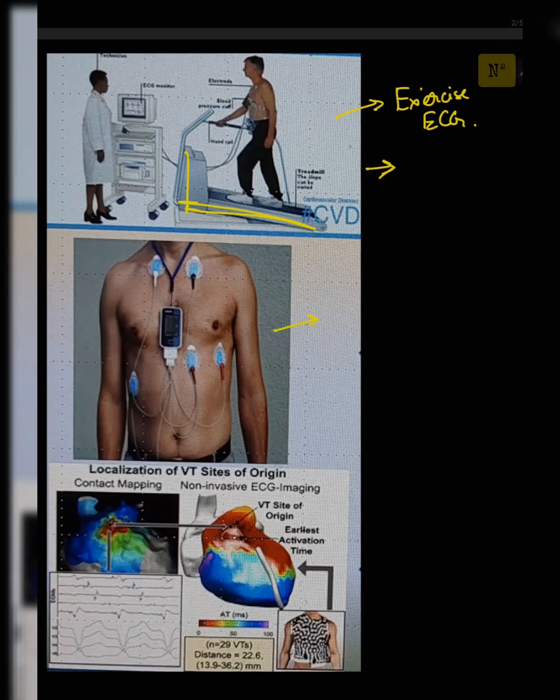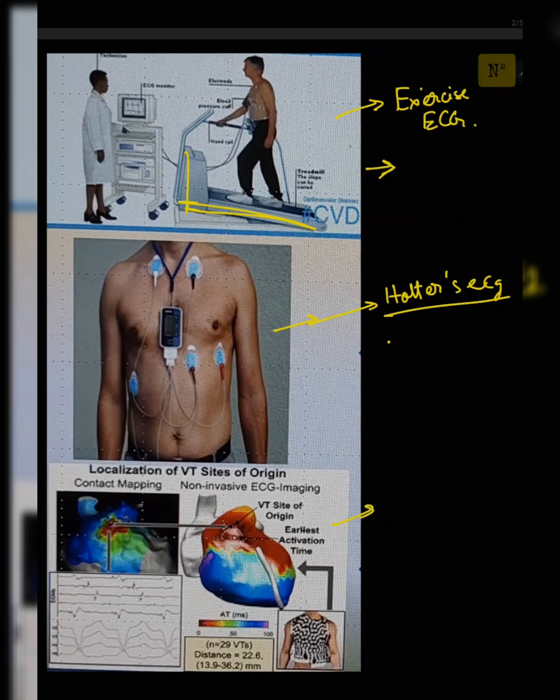This is an ambulatory or Holter ECG. This is an ambulatory ECG device for continuous cardiac monitoring of certain patients who need continuous cardiac monitoring every second of their life. For example, people having any stent or any pacemaker might need this continuous monitoring.